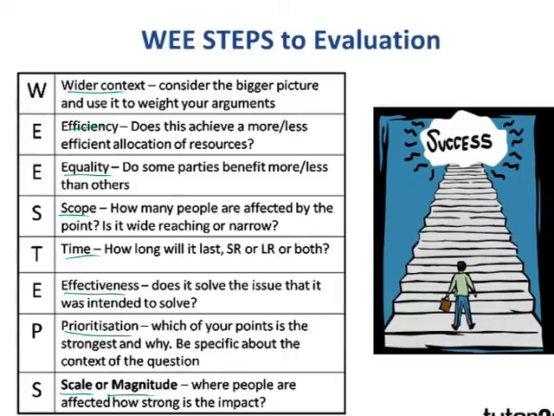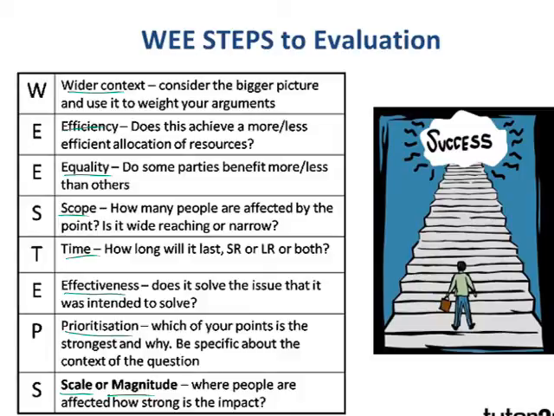Wider context is looking at the bigger themes, so it may be looking at the competitors of a company you're looking at. It might be looking at how monetary policy is affected by fiscal policy. In terms of efficiency, you're looking at productive, allocative and dynamic efficiency and how those may increase more or less. Equity or equality is looking at how different groups of people are affected. Rich and poor tends to be one group, but it could also be male and females, young and old people, and so on.